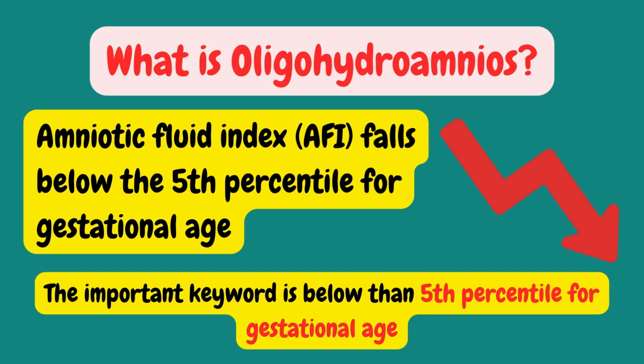What is oligohydramnios? Oligohydramnios is defined as the amniotic fluid index which falls below the 5th percentile for gestational age. The important keyword is below the 5th percentile for gestational age.